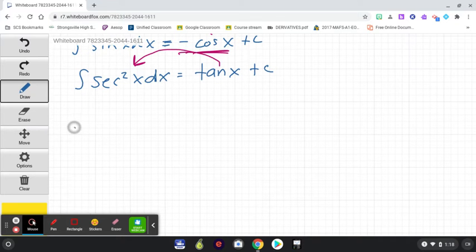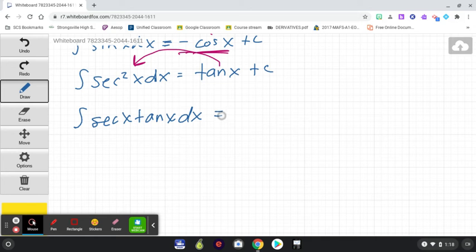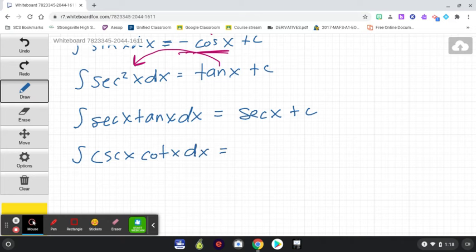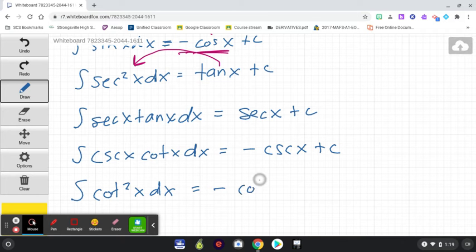Let's do the other one. So if I integrate secant x tangent x, that's equal to secant plus c. If I integrate cosecant x cotangent x, that's equal to negative cosecant x plus c. And if I integrate cotangent squared x dx, that's equal to negative cotangent plus c.